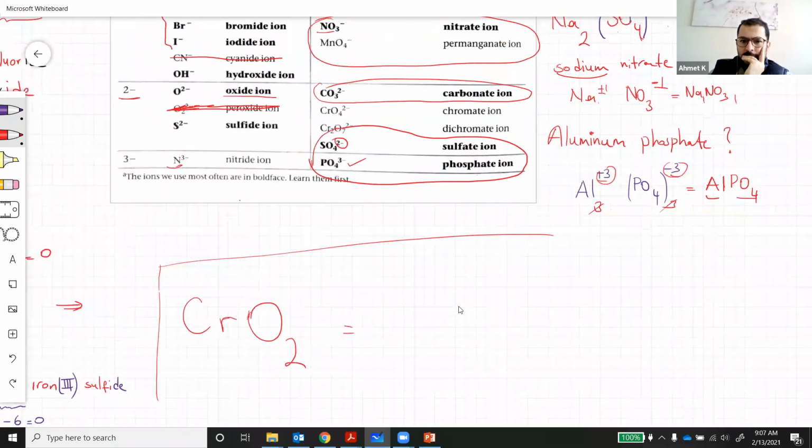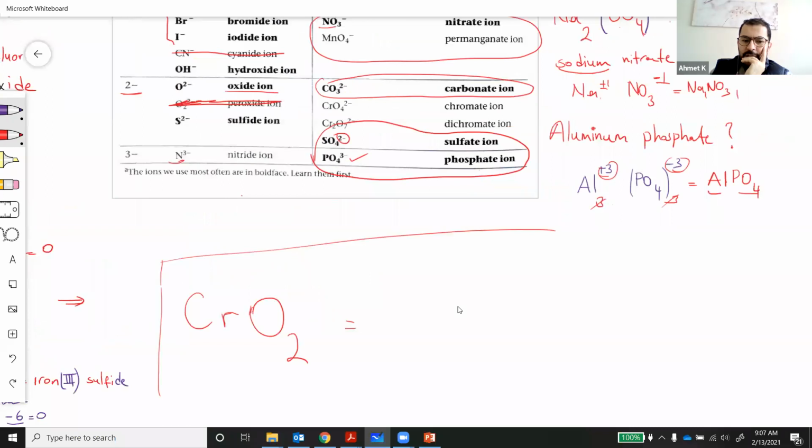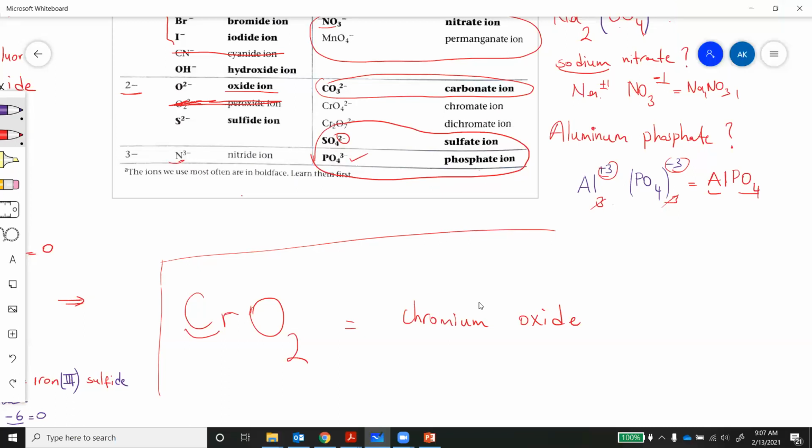Correct. Again, the first one is metal, and this is non-metal. So you're going to name it as chromium, and the second one is oxide. But look at the periodic table. Where is the chromium? Is it a non-metal? I mean, is it a metal? It's a transition metal, right? So you have to tell me the charge of the chromium.